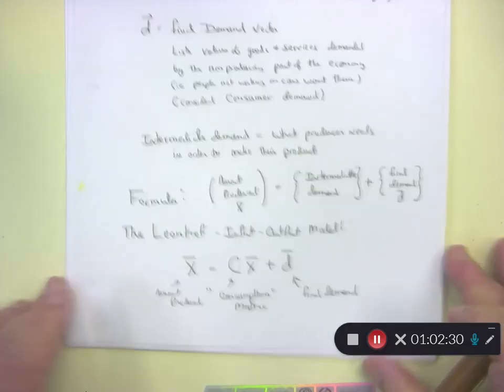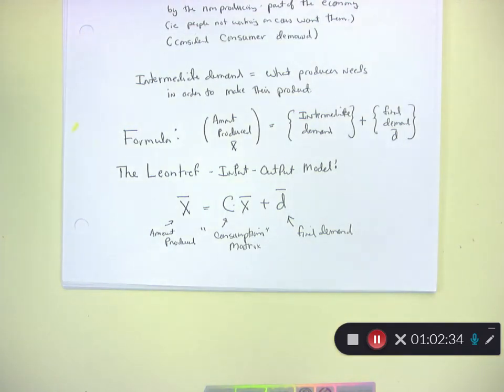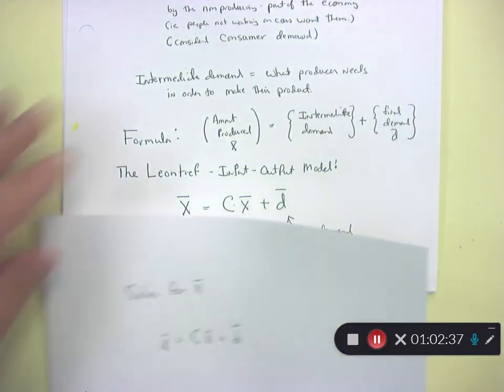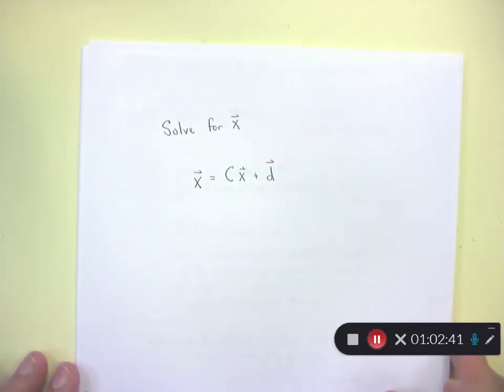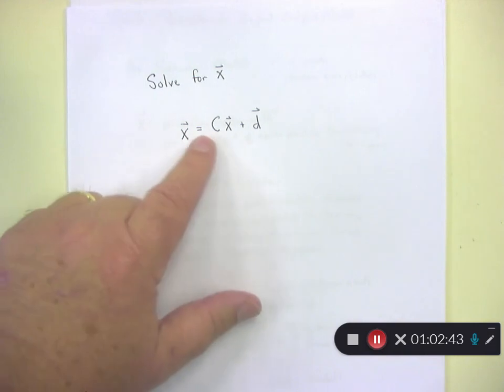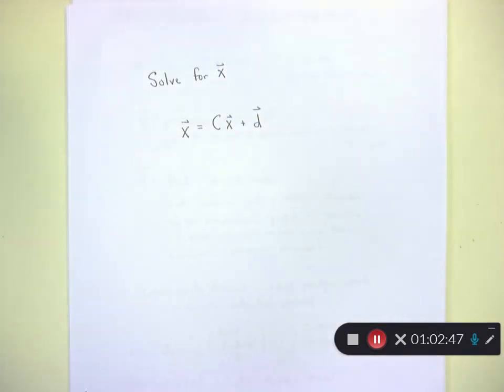So, I got a question for you. This is the Leontief input-output model, okay? I want you to solve for X. So I took the equation right here. This is the Leontief input-output model. I want you to solve this thing for X. How would you do that?